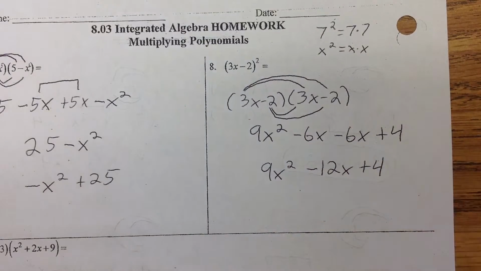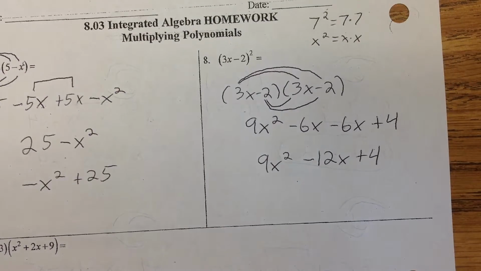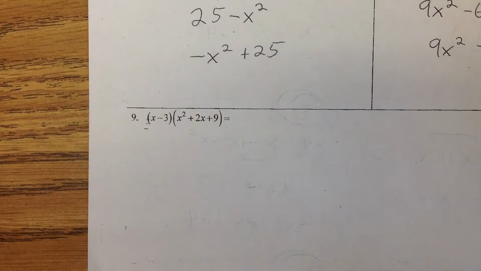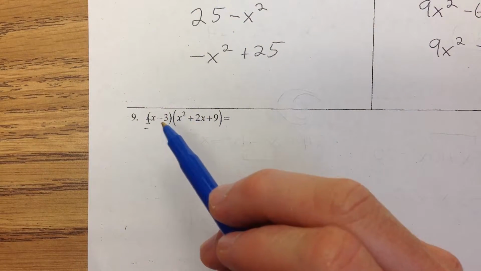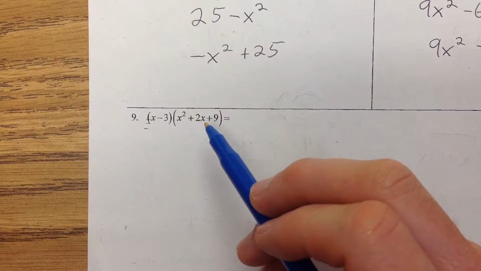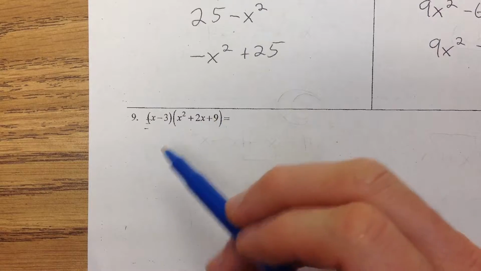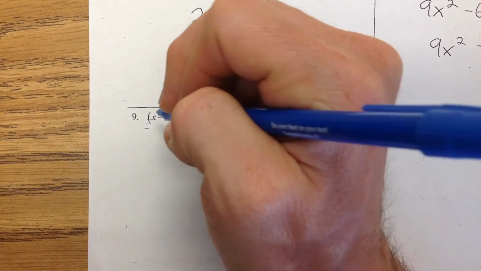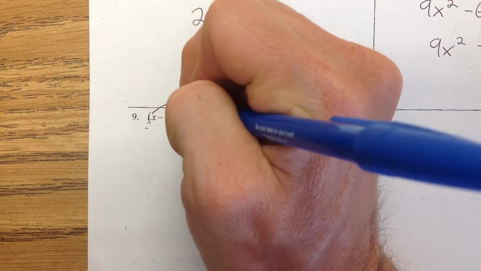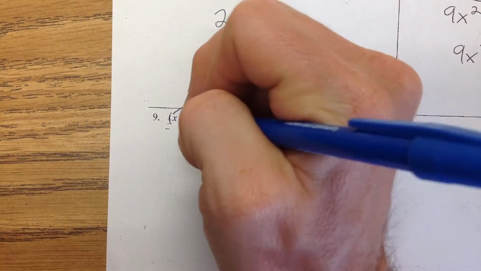All right. So that brings us to the final and the longest problem of the homework. This time we have a binomial times a trinomial. Thankfully, the procedure is going to be pretty much exactly the same. We just have to do more of it. We're going to take this first term and we're going to distribute it.